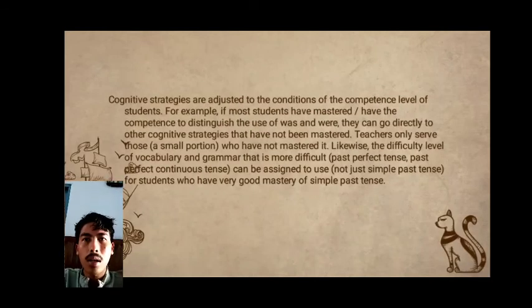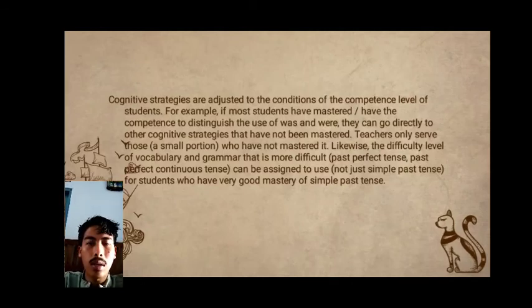Cognitive strategies are adjusted to the conditions of the competence level of students. For example, if my students have mastered or have the competence to distinguish the use of what and where, they can go directly to other cognitive strategies that have not been mastered. Teachers only serve those small portions who have not mastered it.